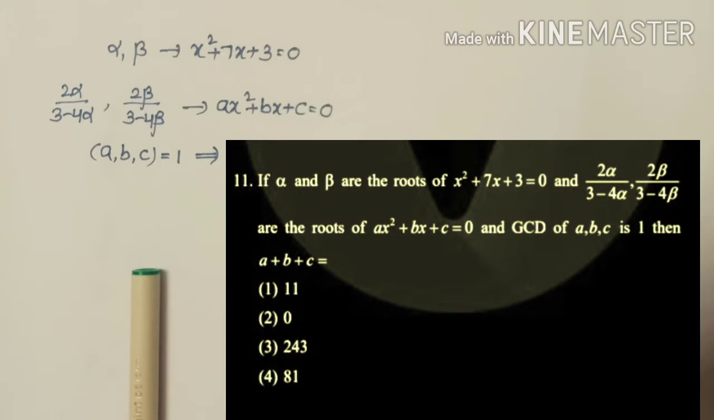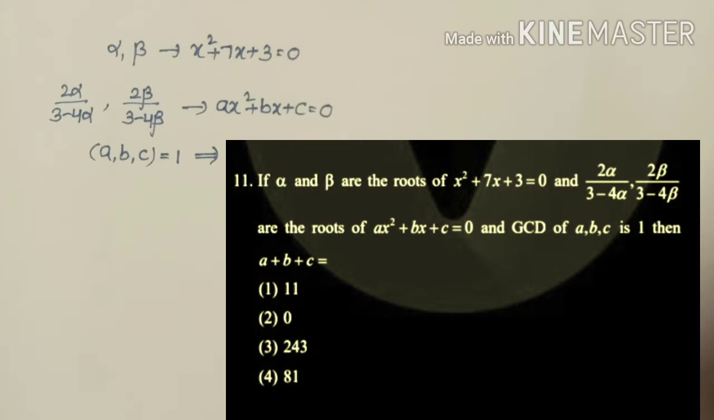The next problem: if alpha and beta are the roots of the equation x square plus 7x plus 3 equal to 0, and 2 alpha by (3 minus 4 alpha) and 2 beta by (3 minus 4 beta) are the roots of the equation ax square plus bx plus c equal to 0, and the GCD of a, b, c is equal to 1, then a plus b plus c is equal to what? The options are 11, 0, 243 and 81.